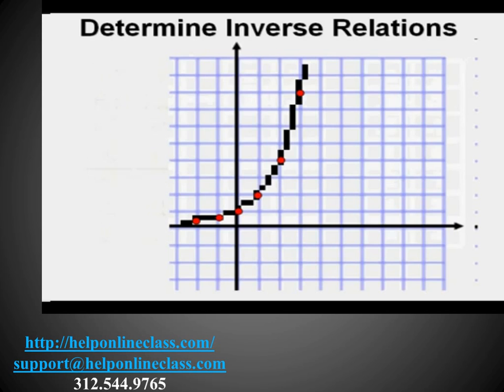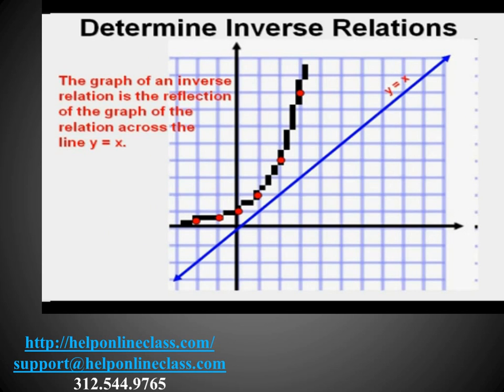And here's the same relation, but graphed as opposed to using ordered pairs. And here's the function y = x. Here we're going to apply the principle that the graph of an inverse relation is the reflection of the graph of the relation across the line y = x, and that's the line y = x in blue. So we can draw each point as a reflection across that line, the function y = x.